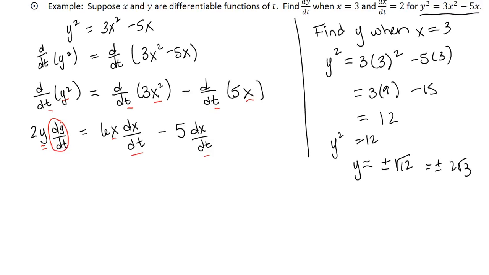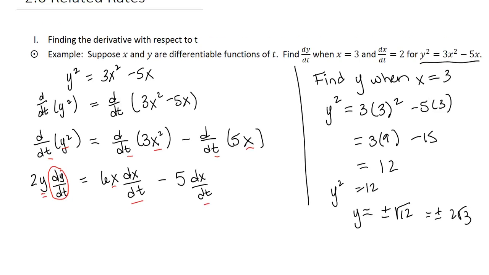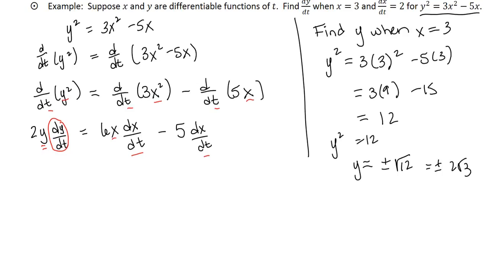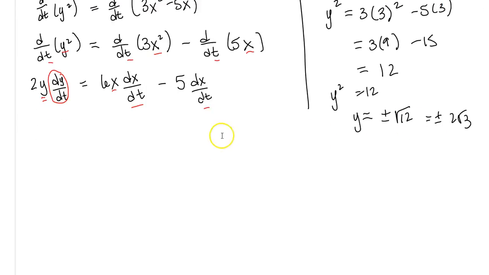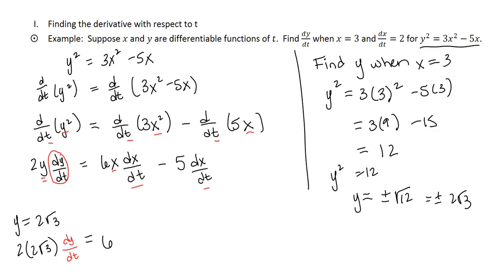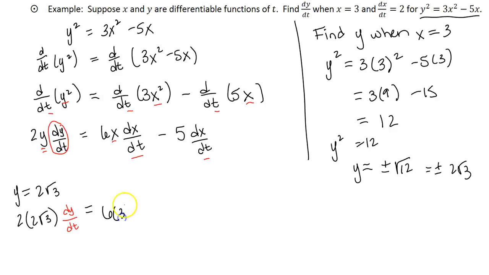So unless you're told a specific restriction on y, which we aren't in this case, we just know that it's a function of t, we do want to consider the value of dy over dt for both of these values of y. So if we have y equals 2 square root of 3, plugging everything in, I'd have 2 times 2 square root of 3. I'm going to write dy over dt in red just to remind us that's what we're trying to find. That's going to be equal to 6 times 3, since our x was 3.